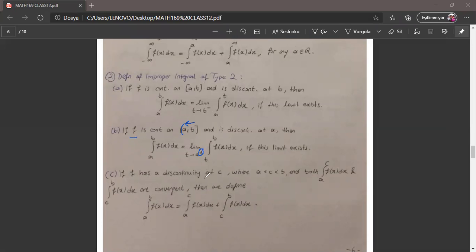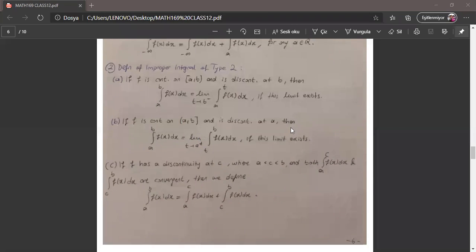So if f has a discontinuity at c, where c is in between a and b, and both these integrals are convergent, then we can write this. But it's not enough to have some point at which f is not continuous; these two integrals should be convergent too.